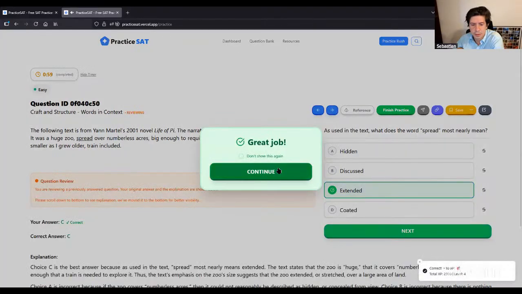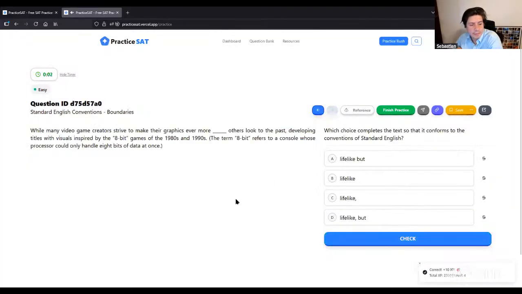While many video game creators strive to make their graphics ever more blank, others look to the past, developing titles with visuals inspired by the 8-bit games of the 1980s and 1990s. The term 8-bit refers to a console whose processor could only handle 8 bits of data at once.